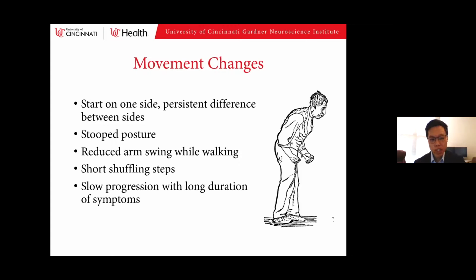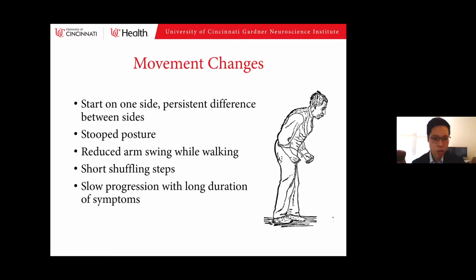There are other motor features or movement changes with common phrases that we use in the clinic. Doctors and patients will describe, and this is certainly not an all-inclusive list, that Parkinson's disease usually starts on one side of the body. And through the years of progression, we see this persistent difference between the sides, right to left or left to right, even as the disease progresses.